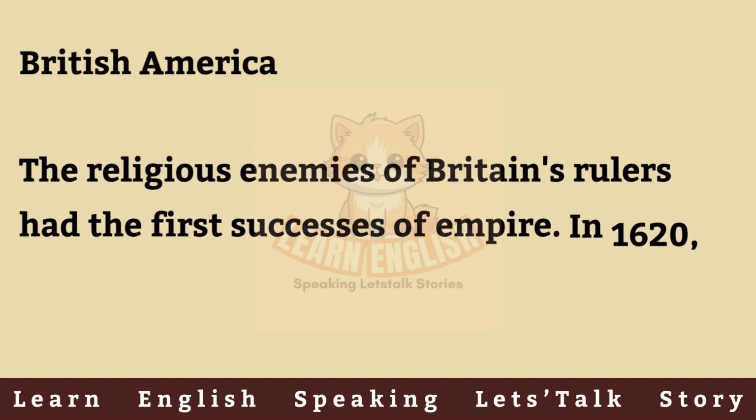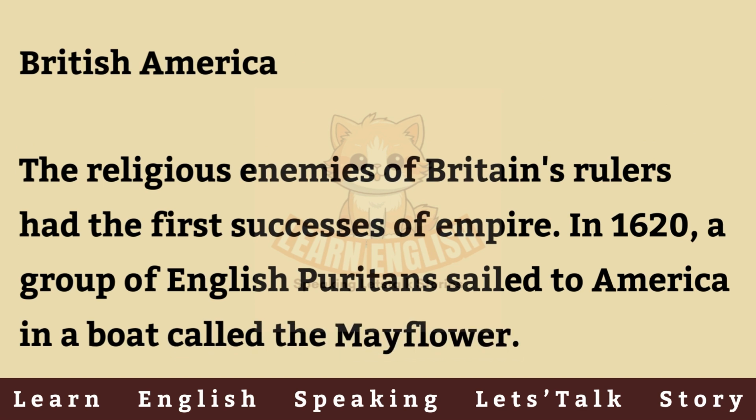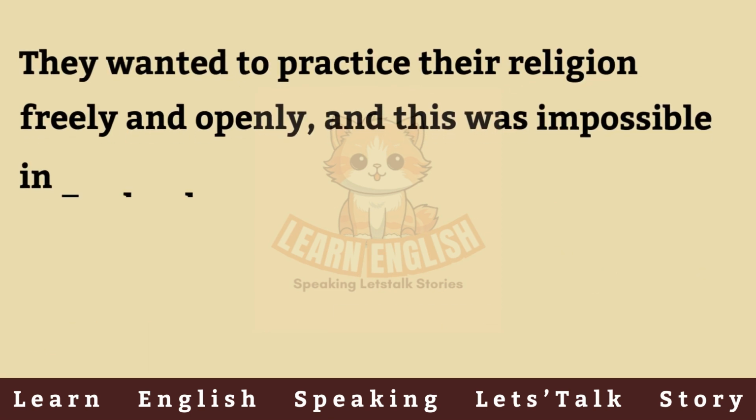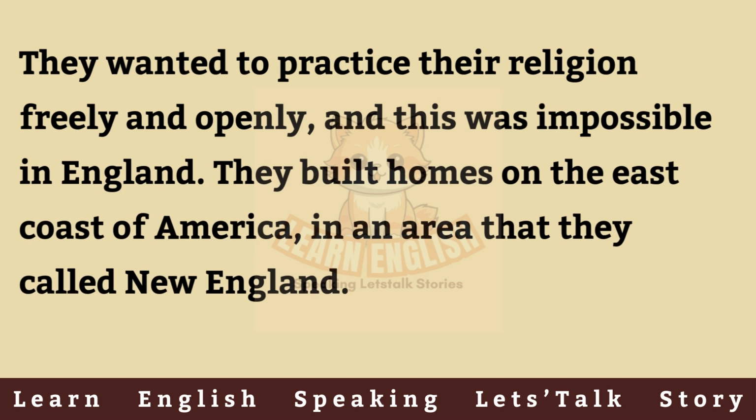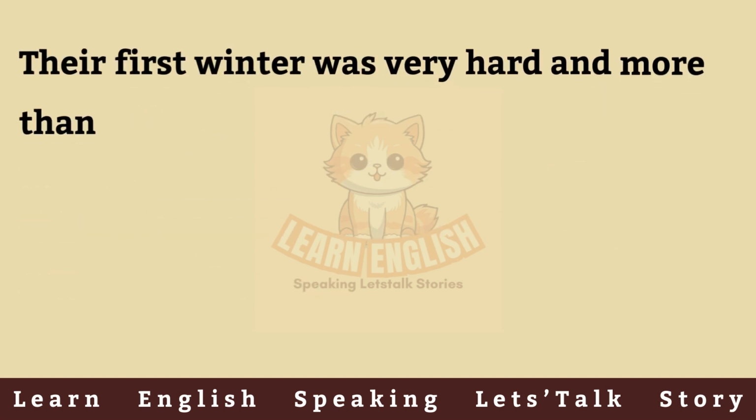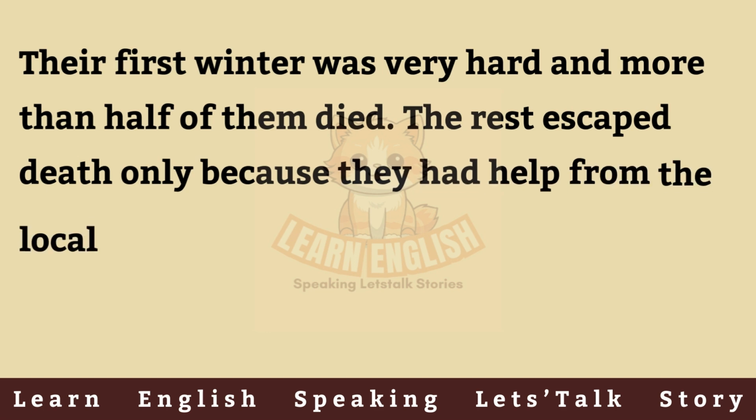British America. The religious enemies of Britain's rulers had the first successes of empire. In 1620, a group of English Puritans sailed to America in a boat called the Mayflower. They wanted to practice their religion freely and openly, and this was impossible in England. They built homes on the east coast of America, in an area that they called New England. Their first winter was very hard, and more than half of them died. The rest escaped death only because they had help from the local people.